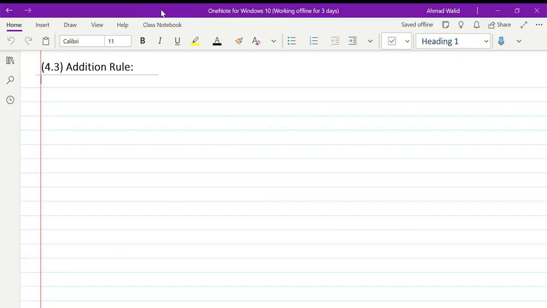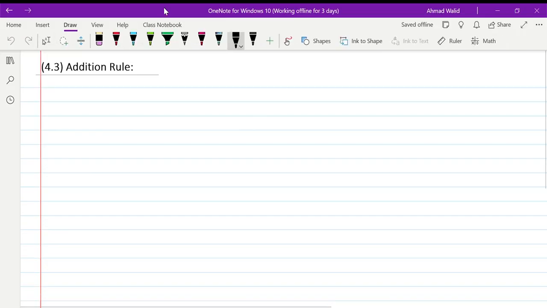4.3 is the addition rule. Addition here doesn't mean that we are just adding a few numbers. There is a rule for adding probabilities, which I will first explain in a few examples. Then I'll give you a formula or a rule for addition. Then we practice that rule with a few more examples. Let me start with what comes before the addition rule.